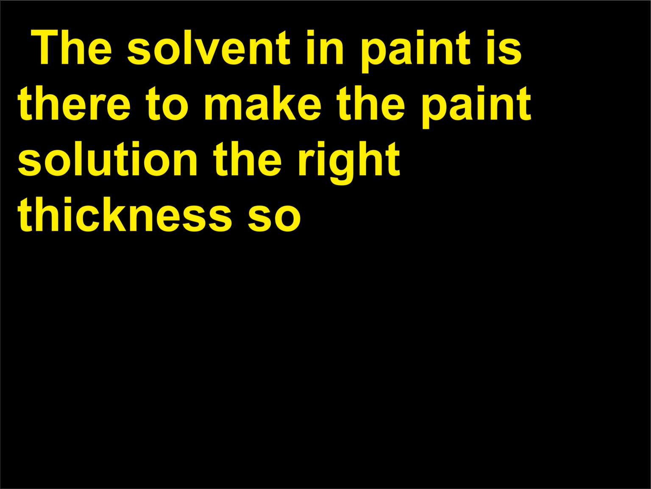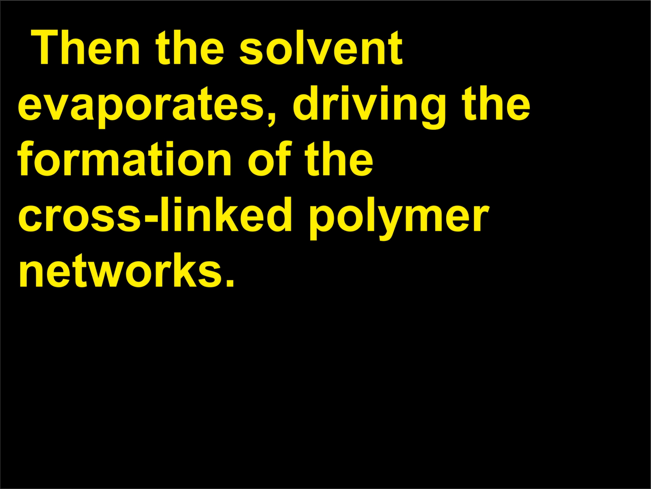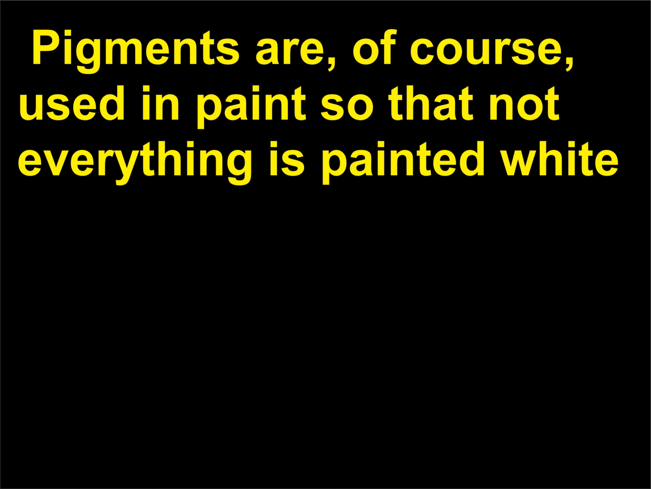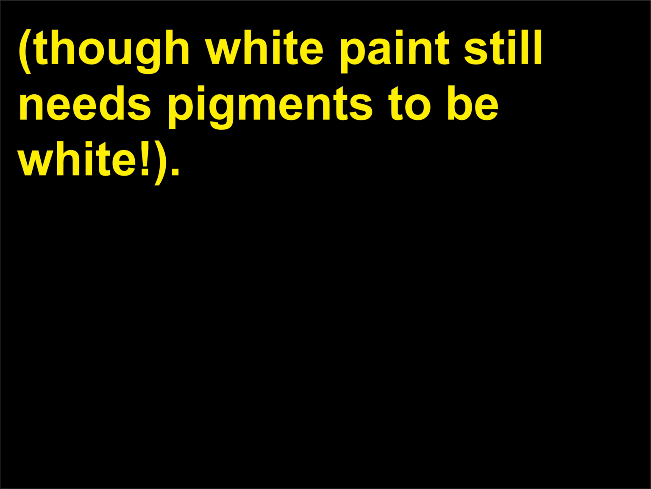The solvent in paint is there to make the paint solution the right thickness so that you can easily put it on the wall without it dripping all over the floor. Then the solvent evaporates, driving the formation of the cross-linked polymer networks. Pigments are, of course, used in paint so that not everything is painted white. Though white paint still needs pigments to be white.